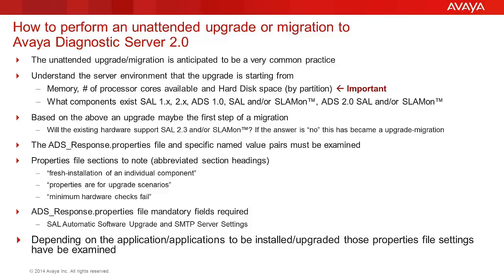An example: ADS 2.0 with both SAL and SLAMON to be installed. It is strongly recommended to have 4 processor cores, 8 gig of memory, and 220 gig of free hard drive space. The 220 gig of free hard drive space has further requirements, where the /opt directory and/or a separately mounted /var partition has a total of 220 gig of minimum free hard drive space.